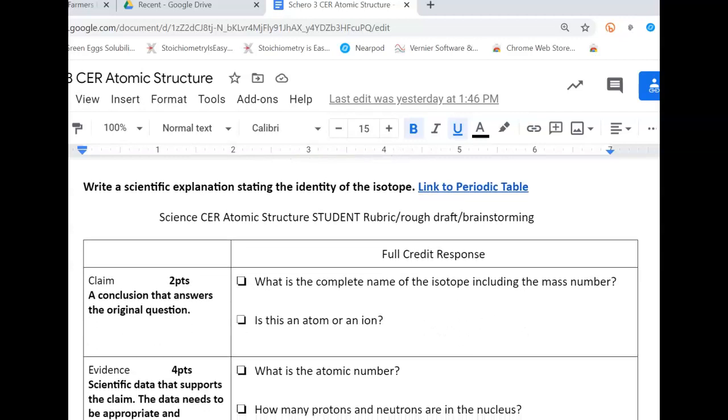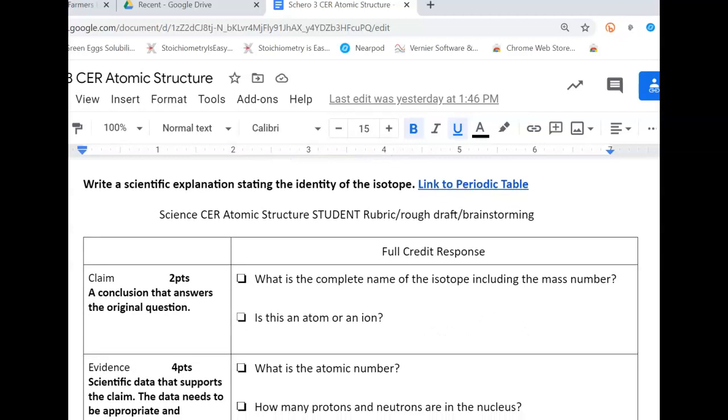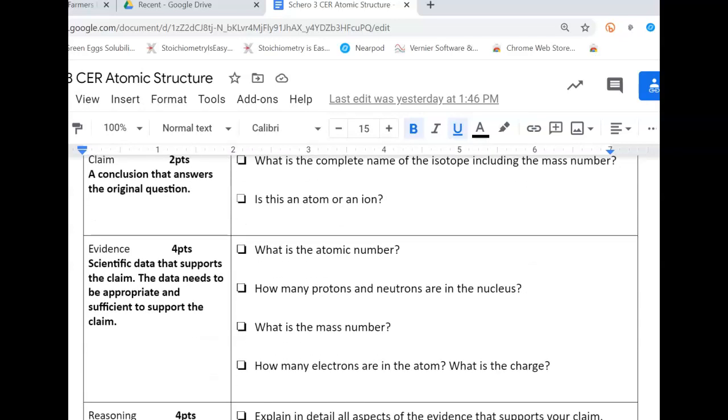To answer my questions, I would say that the complete name of the isotope, including the mass number, is lithium-3 plus 4 equals 7, lithium-7. Okay, and then I would say this is an atom. Now I'm going to go straight into the evidence.